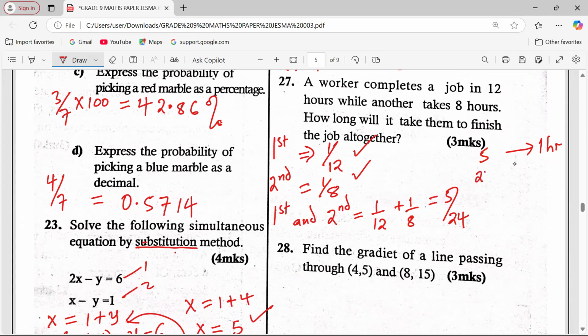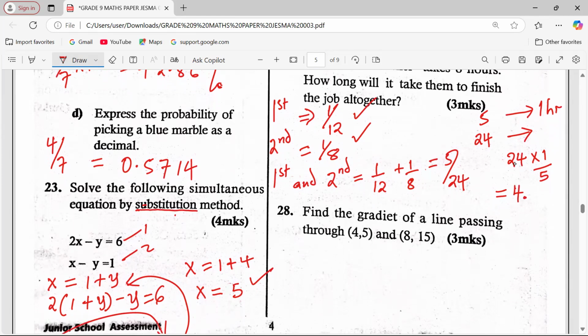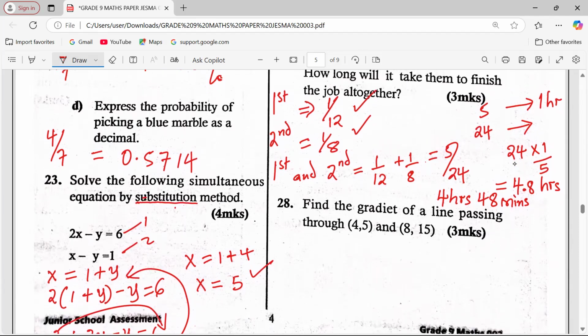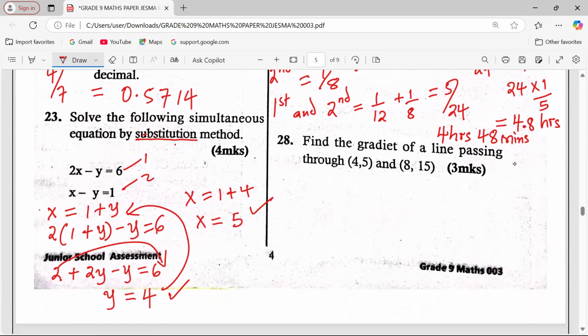What about the total 24 proportions? How long will they take? It will be 24 times 1/5, and 24/5 is going to be 4.8 hours. Now, 4.8 hours can also be expressed as 4 hours, then the 0.8 of an hour can be multiplied by 60, so that we get 48 minutes. So that is how long they shall take when working together.